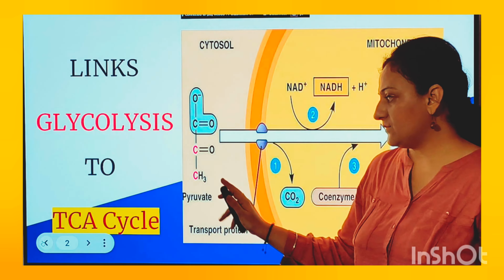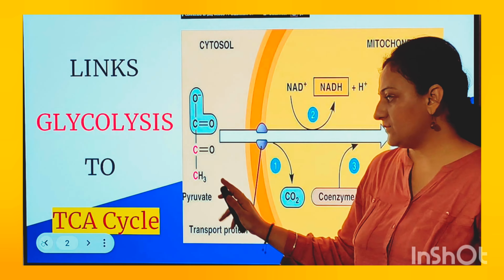Now we'll see that the pyruvate dehydrogenase complex consists of 3 enzymes, 5 coenzymes and 2 regulatory enzymes. Very important to remember. Now what are these 3 enzymes? First one is pyruvate dehydrogenase, second one is dihydrolipoyl transacetylase, and third one is dihydrolipoyl dehydrogenase, which are represented as E1, E2, E3 respectively.